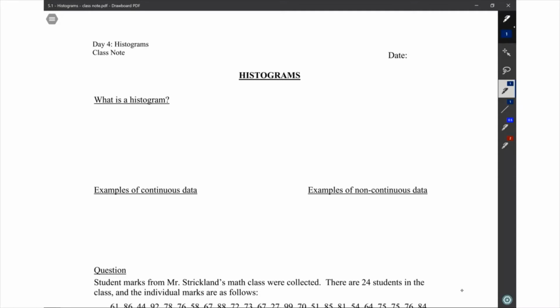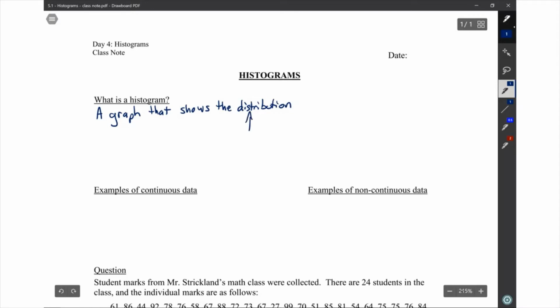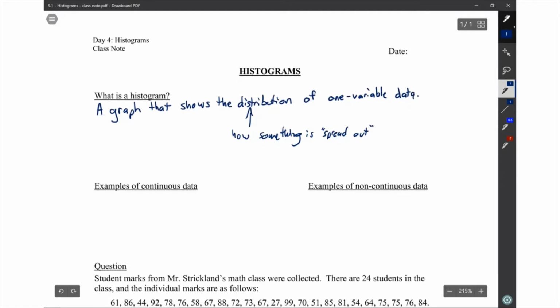What is a histogram? Well, a histogram is a graph that shows the distribution, which is how something is spread out. So a histogram is a graph that shows the distribution of one variable data. And this data can be either continuous or non-continuous.